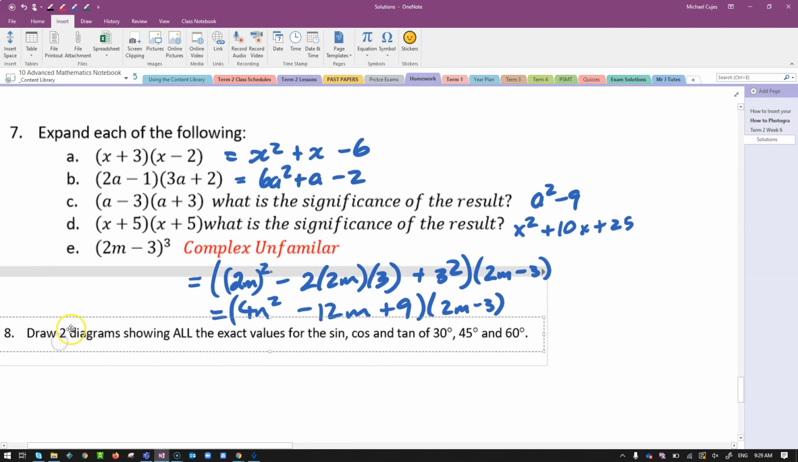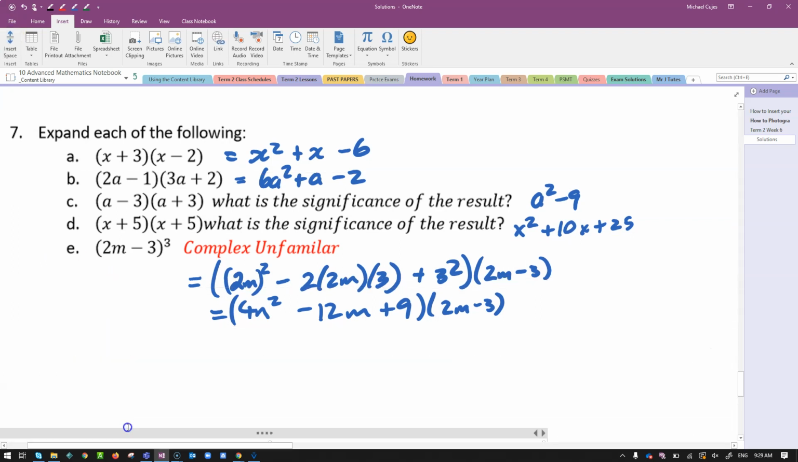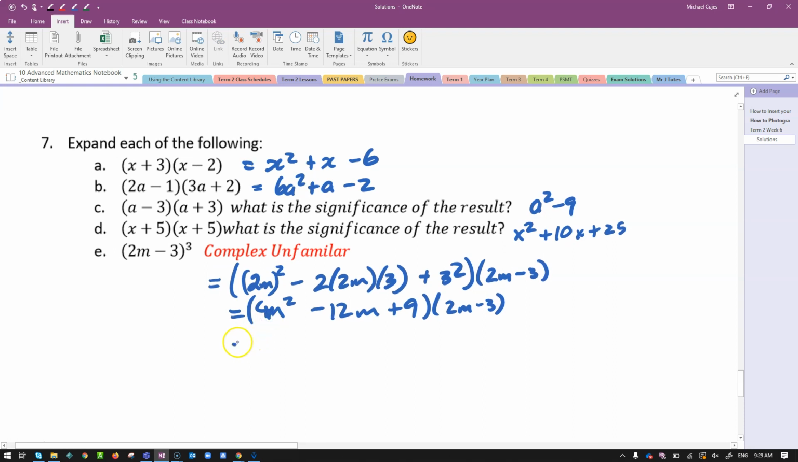So if I'm trying to do this cubed, I just do the first bit. I square the first 2, leave the third one alone, then I expand further, right? So I'm going to have 8m cubed minus 12m squared, minus 24m squared plus 36m plus 18m minus 27.